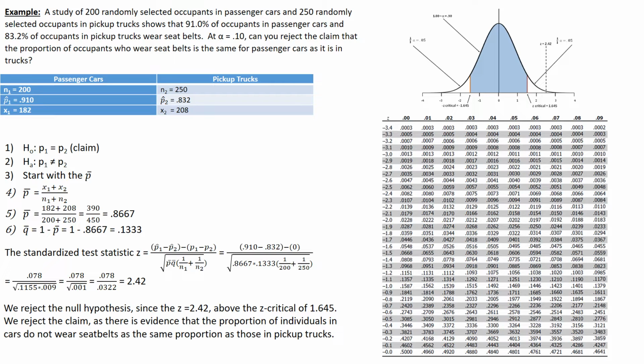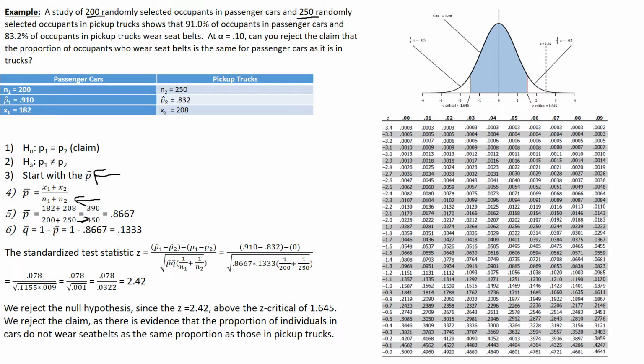First, let's find our population p. This p bar, as I showed before, is the population p. We may not have a true population, but it's actually pretty easy to find. We studied 200 randomly selected occupants in passenger cars and 250 occupants in pickup trucks. So this is our n1 and n2, basically our population: 200 plus 250, which equals 450.